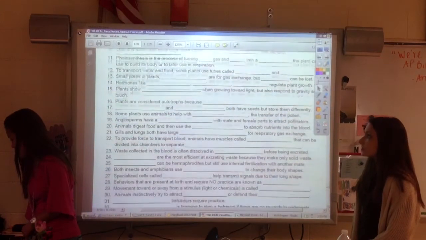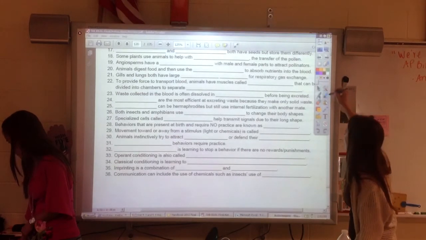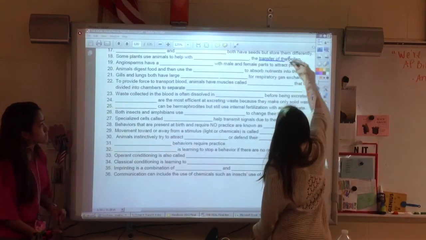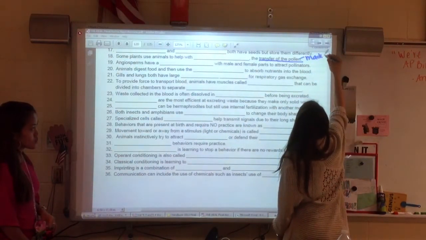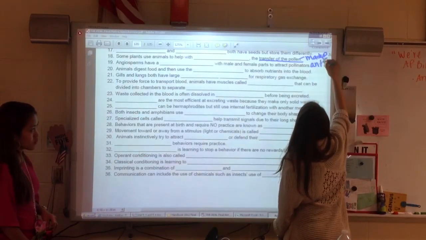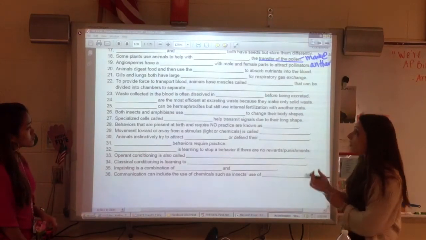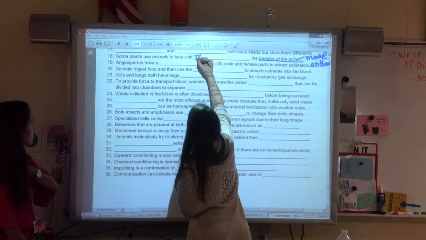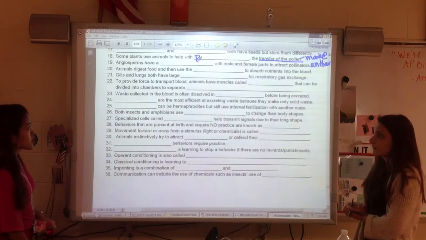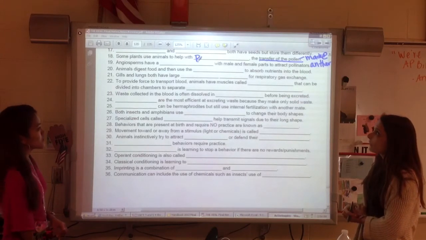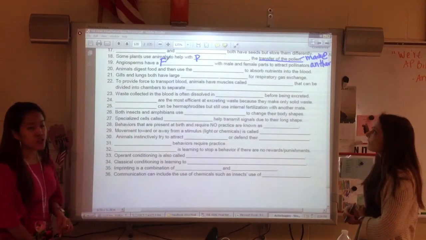Finally, we have some plants use animals to help with blank, and what we want to pay attention to is the transfer of the pollen. So remember that the pollen is made at the anther, but it needs to get to the stigma. And so some plants are going to use animals to help with this, and the process starts with a P. For 19, angiosperms are a type of plant that have a blank with a male and female part to attract pollinators.